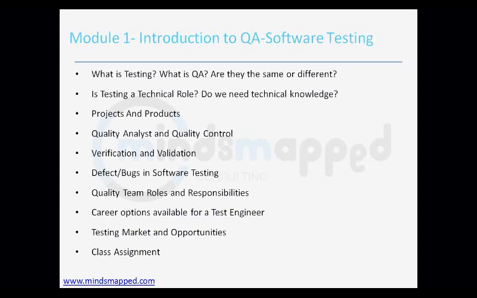And if time permits, we'll go ahead with bugs, like what is the difference between bugs and defects, then what are the different roles and responsibilities of the quality assurance team, what are the different career options available in the market for test engineers, then testing markets and opportunities. And once we are done with this particular module, we'll be having assignments.